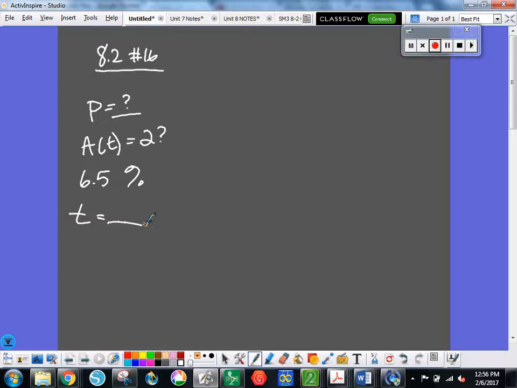Now, it doesn't matter if you deposit $1 and you're waiting for it to grow to $2, or if you deposit $1,000 and you're waiting for it to grow to $2,000. The amount of time it takes is exactly the same, because it's a ratio. So it doesn't matter what you put in here. Because this is compounded continuously, we're using the equation A of t equals P e to the rt.